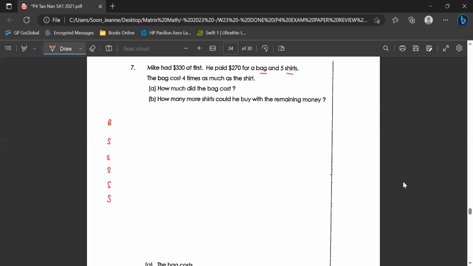And how do we draw this? Bag costs 4 times. So bag, we will draw 4 units. The shirt is just 1 unit of the bag. This is also a shirt, similar one. So all this will be 1 unit. So you can see that this is actually a stacking model question. And total, how much did he pay for all these items? $270.